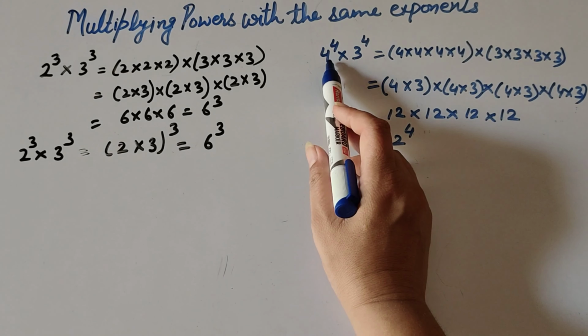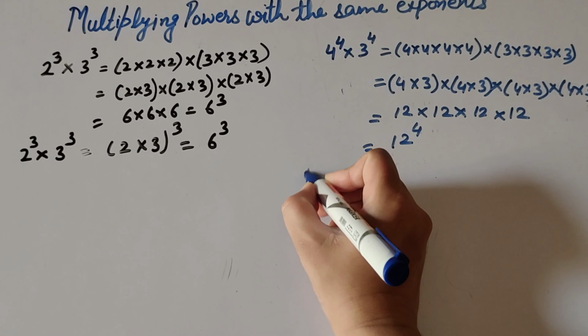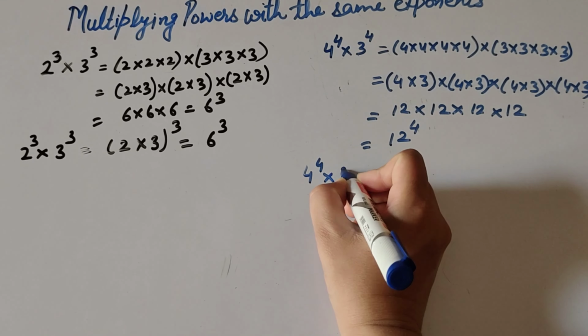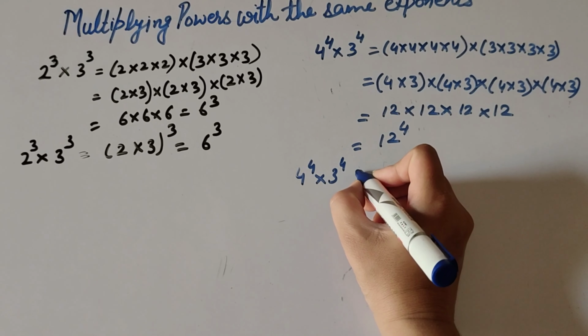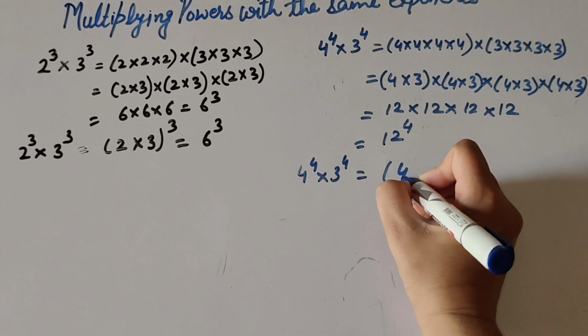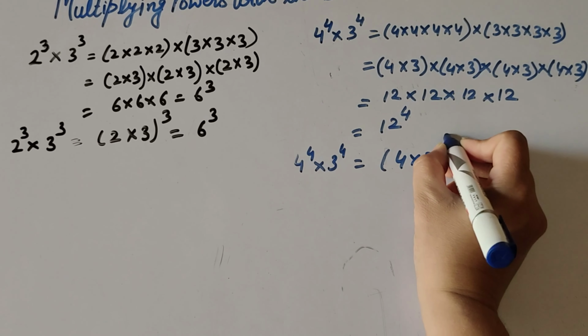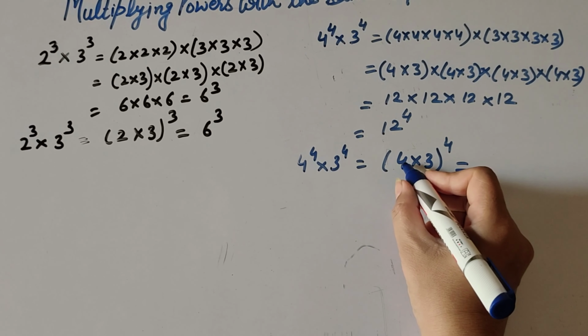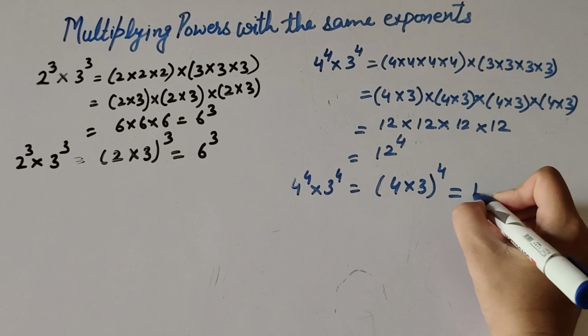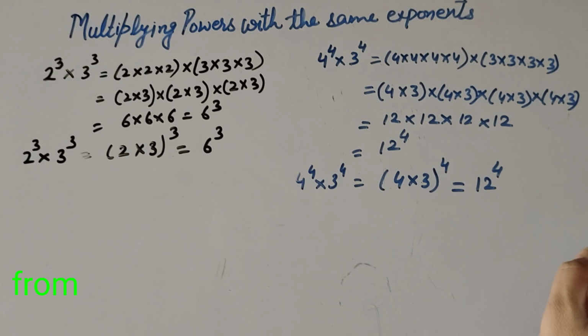4 raised to power 4 multiply 3 raised to power 4. We write it as 4 raised to power 4, 3 raised to power 4. It is equal to 4 multiply 3 raised to power 4. It is equal to 12 raised to power 4.